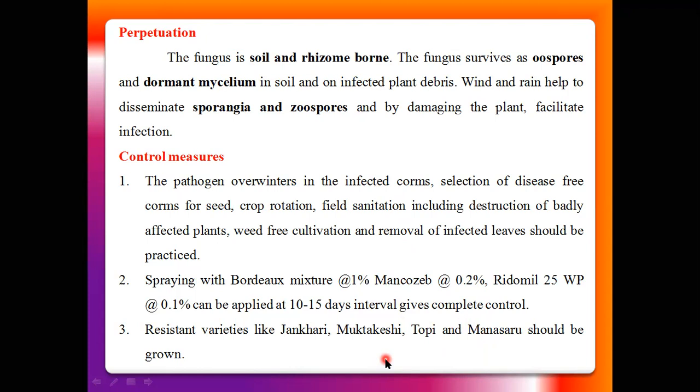So this is the brief information about blight disease seen in Colocasia. Any doubt? Ask me personally or call me.